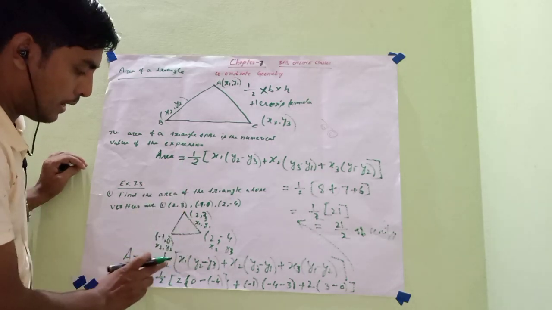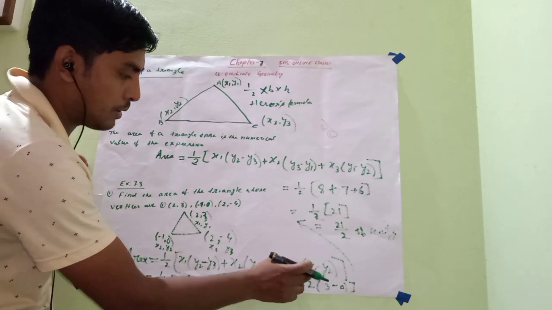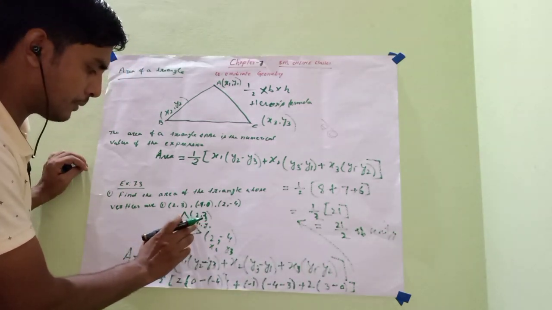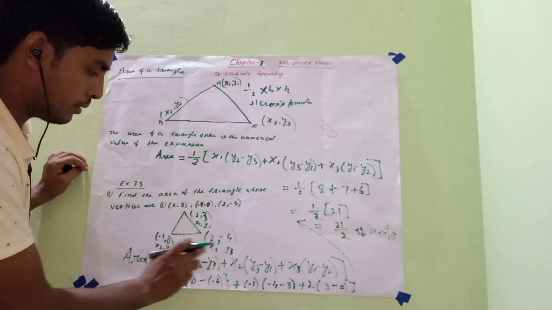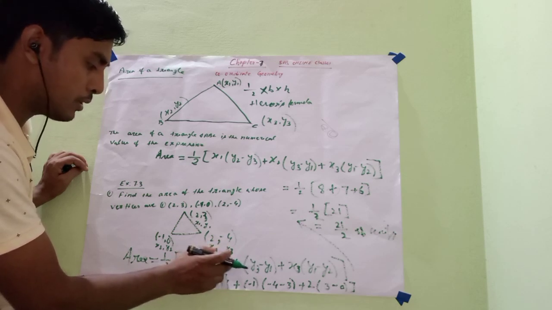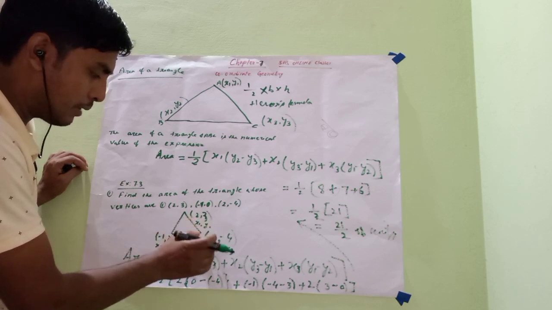So first of all, you write the formula: half x1 (y2 minus y3) plus x2 (y3 minus y1) plus x3 (y1 minus y2). Now for your convenience, you can write the values like x1 y1, x2 y2, x3 y3 by using your pencil. Understood what I'm saying? If you don't want to write, then no problem, but if you write like that, then you will not get confused.